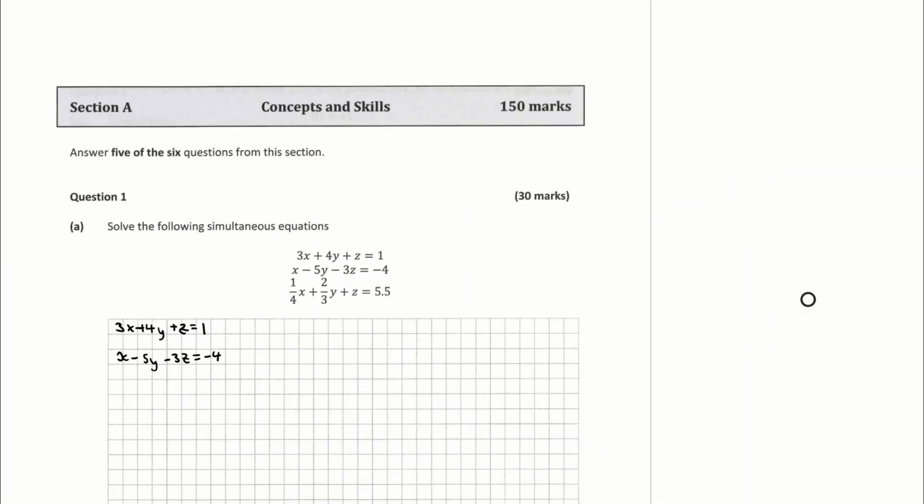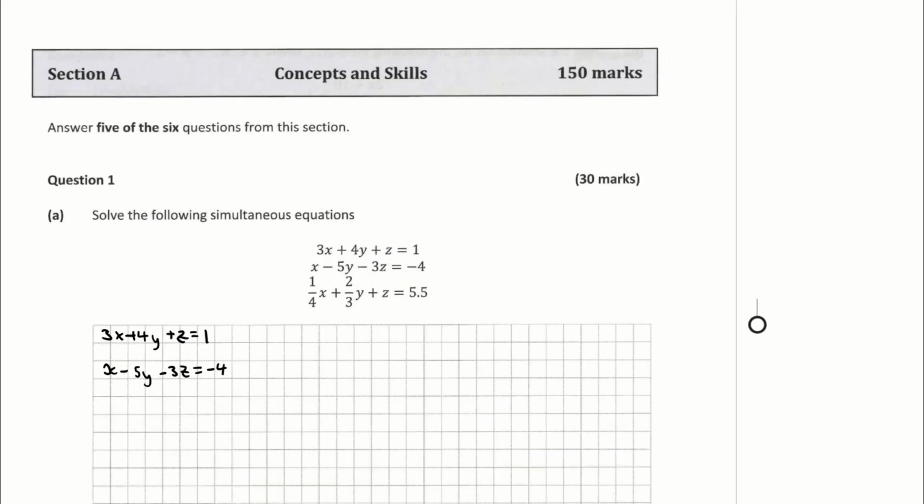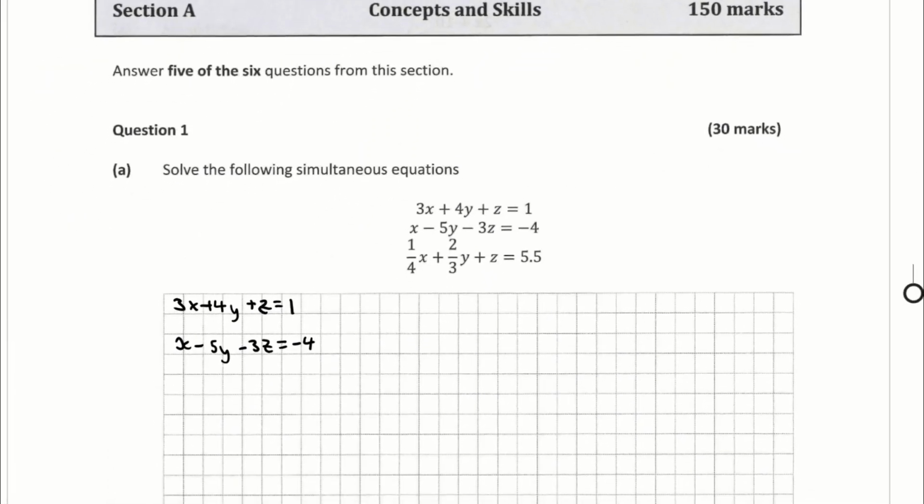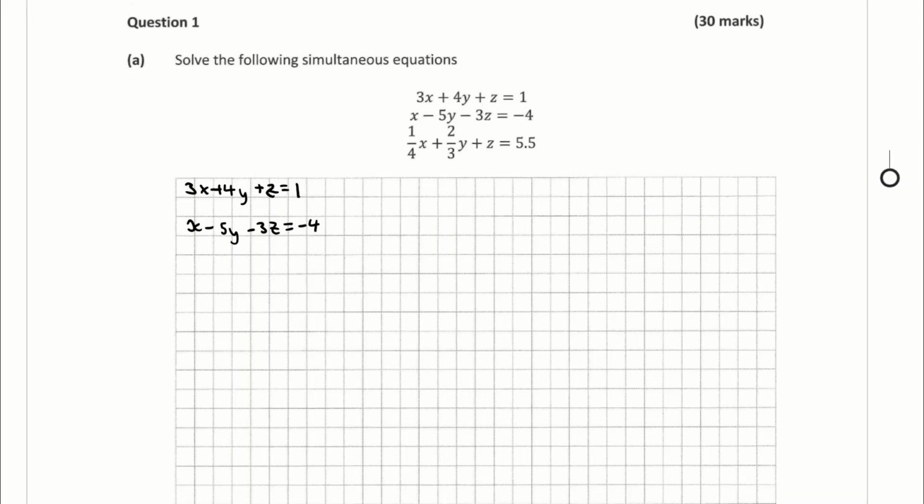I'm going to cancel out the x terms on this question. Again, it's up to you. You can cancel out either variable x, y, or z. I'm going to cancel out the x's. And what do I need to do there? I need to multiply the bottom line by a -3.